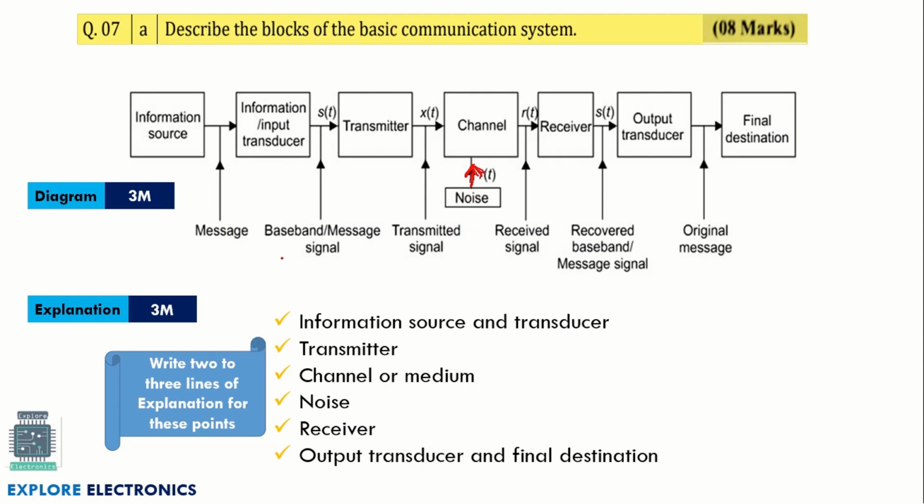Okay, and you need to explain each and every block, what they consist of and how they are going to behave in a communication system. Here the block diagram carries 2 to 3 marks, and the explanation carries maximum marks. So I am going to write it as 5 marks. Okay, 5 plus 3, that is 8.